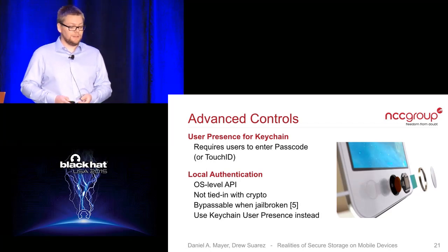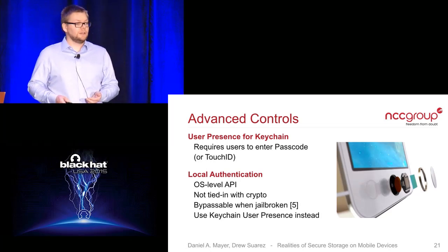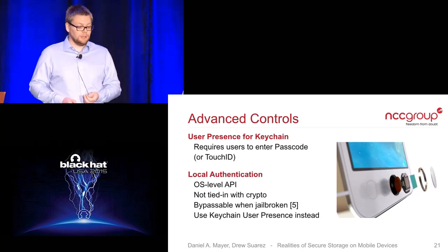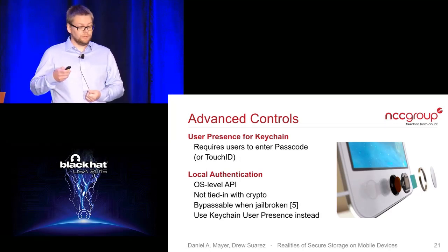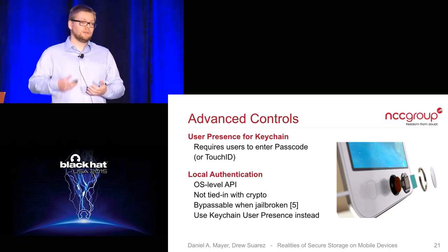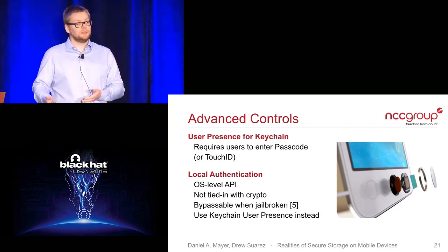Very similarly, local authentication, but this is an OS-level API. It's not tied into encryption for the keychain. And it basically just allows your application to ask the operating system, hey, is the right person there? And if so, it will prompt the user, and you put your fingerprint on it and it will tell the application, yes, the user was there. But if you jailbreak the device and you get control over the operating system, you can just modify those API calls and tell any application, yeah, the user was there. So the control with the keychain is significantly stronger than just having an OS-level API for that.